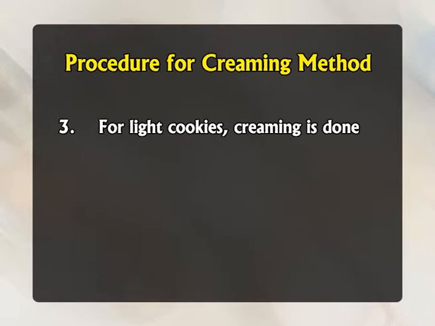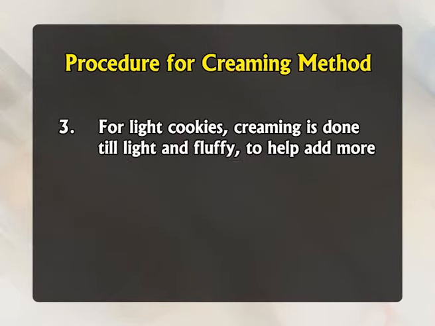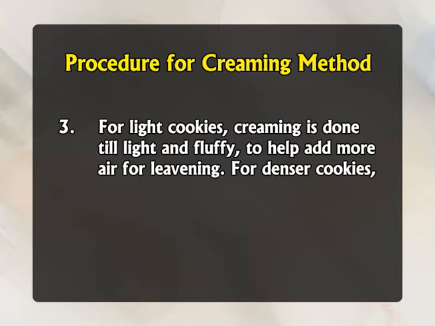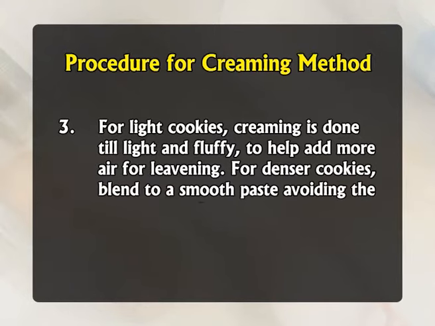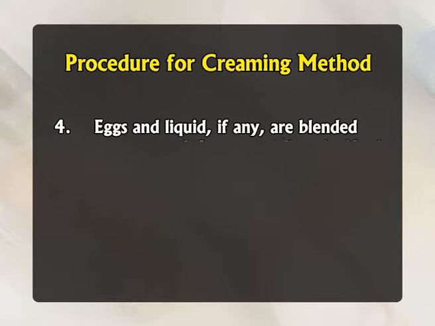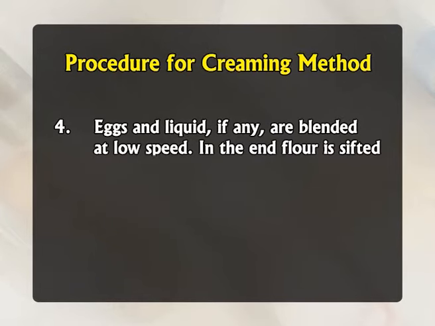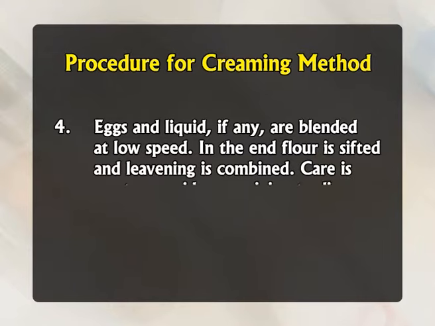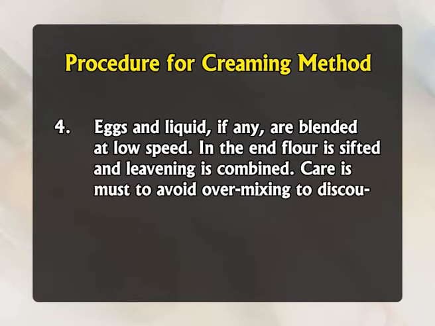Number third, for light cookies, creaming is done till light and fluffy to help add more air for leavening. For denser cookies, blend to a smoother paste, avoiding the creaming until light. Number 4, the eggs and liquid, if any, are blended at low speed. In the end, flour is sifted and leavening is combined. Care is a must to avoid overmixing to discourage gluten development.